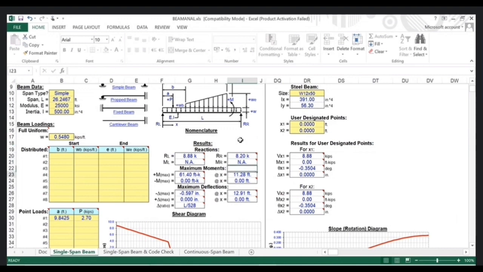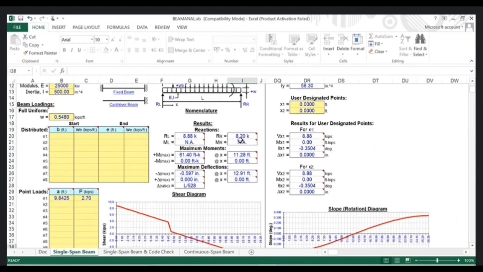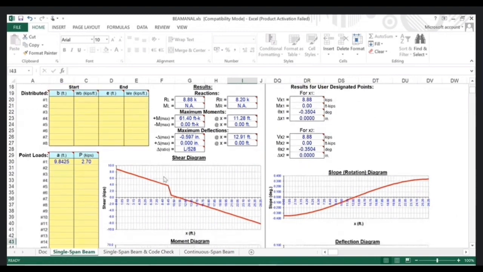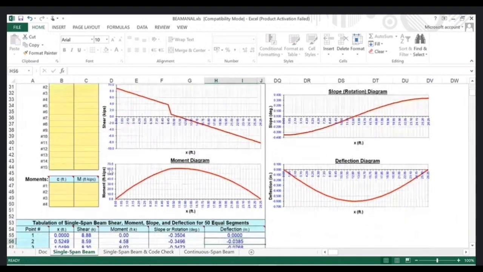And here is the maximum value of the bending moment, and the maximum value from the left support is coming from this distance. So here you can see the shear force diagram of the given loading and the bending moment diagram of that given loading. Okay.